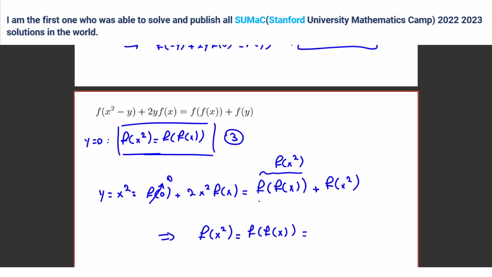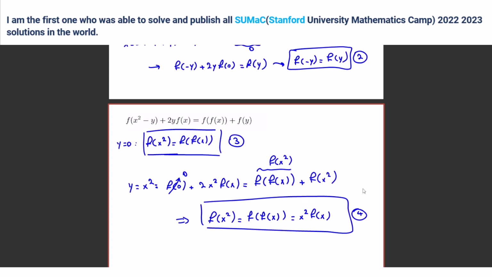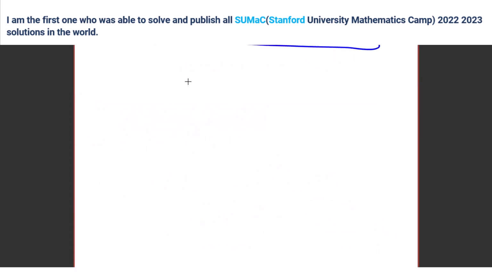X squared f of x. Yes, we can cancel 2x squared f of x. Okay. So we reach the fourth result, right? And also we reached f of negative x is equal to that. So here, what we found is that f of negative x is equal to f of x, right? Yes, in the second result. So let's do something.